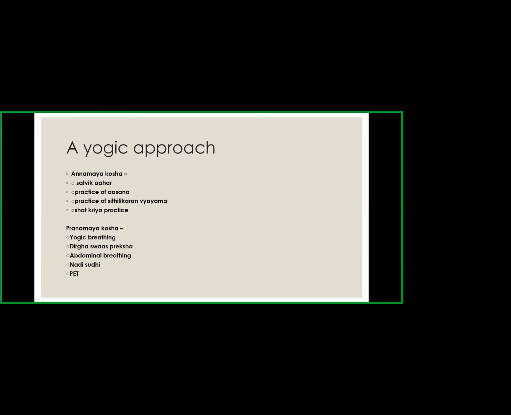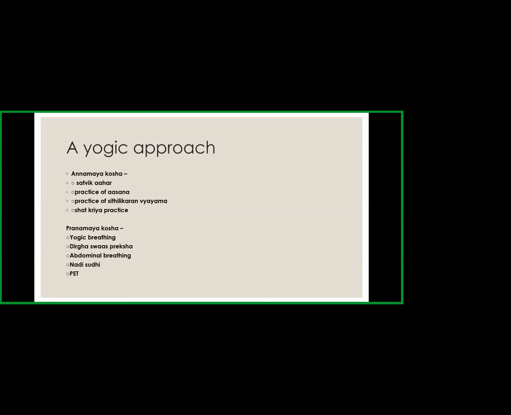Now coming to Pranamaya Kosha. How can we influence the Pranamaya Kosha? We can do yogic breathing. And what is yogic breathing? It is a combination of breathing practices in which, when we inhale, the abdomen bulges out, and when we exhale, it shrinks. So this is the first step.